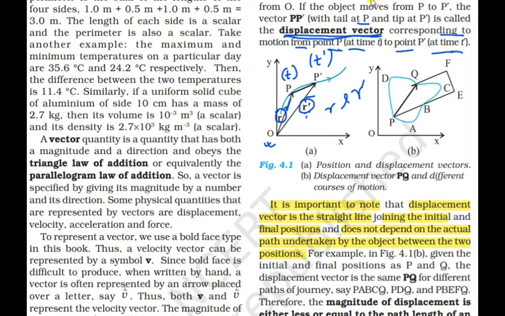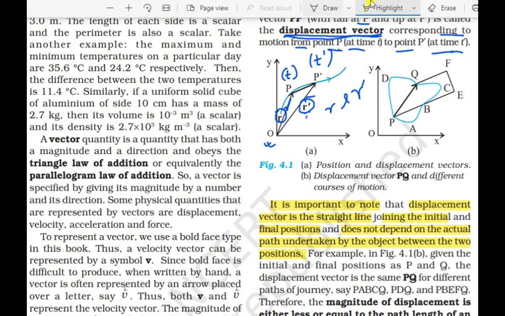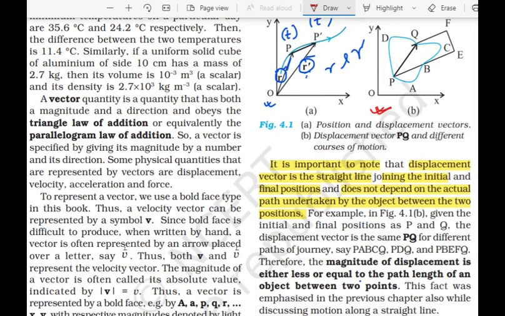For example, here they have given an example. Let me read it so that I can explain it very easily. For example, the figure gives the initial and final positions as P and Q. This is the initial position and this one is the final position, and this is the displacement vector, that is PQ. PQ is the displacement vector. Here the path is not important. Suppose the journey of the path is PABCQ.